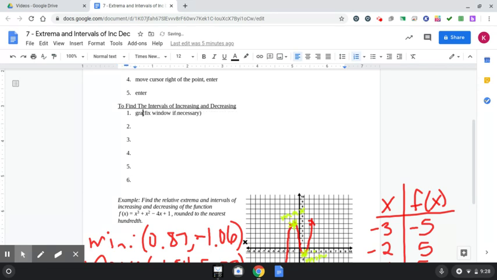Graph function. There we go. Graph the function, fix the window if necessary. Second step, sorry guys, my Chromebook is going very slow right now. Second step, you are going to find all the maxes and the mins.